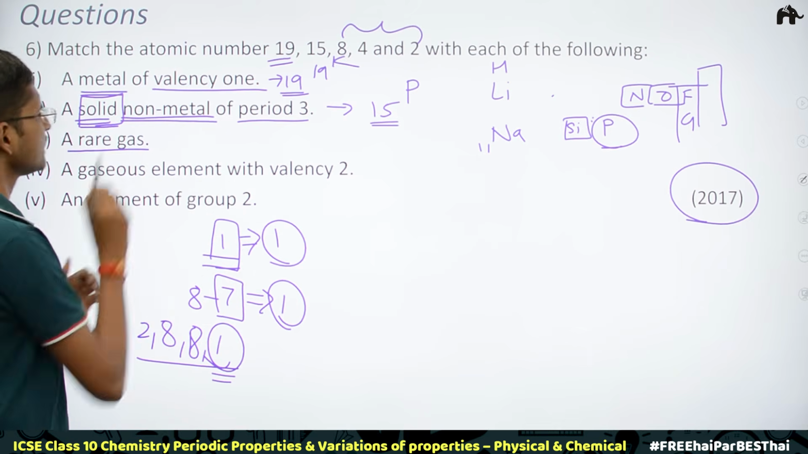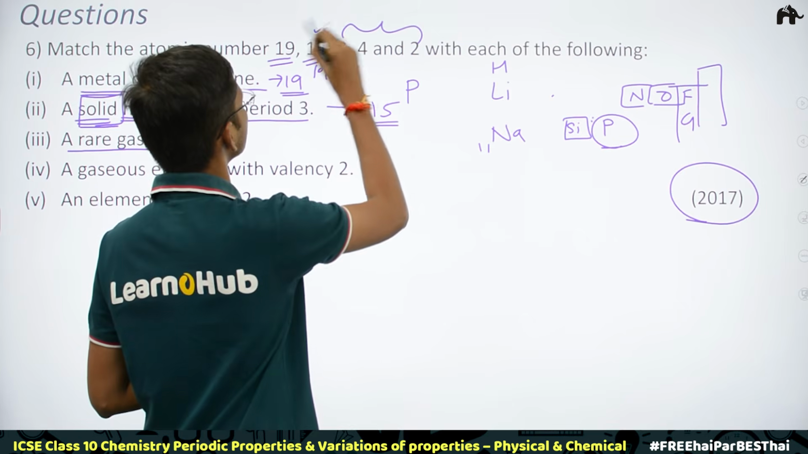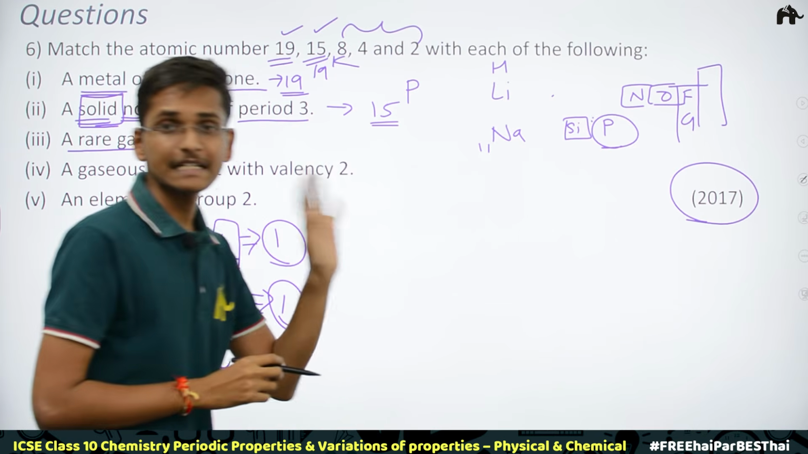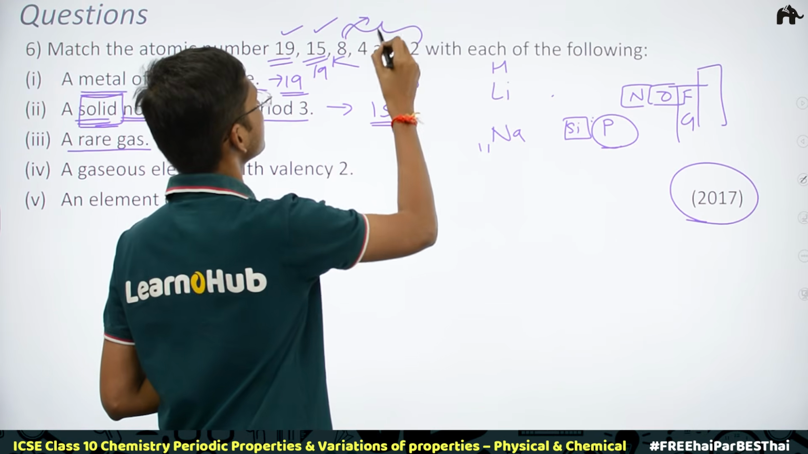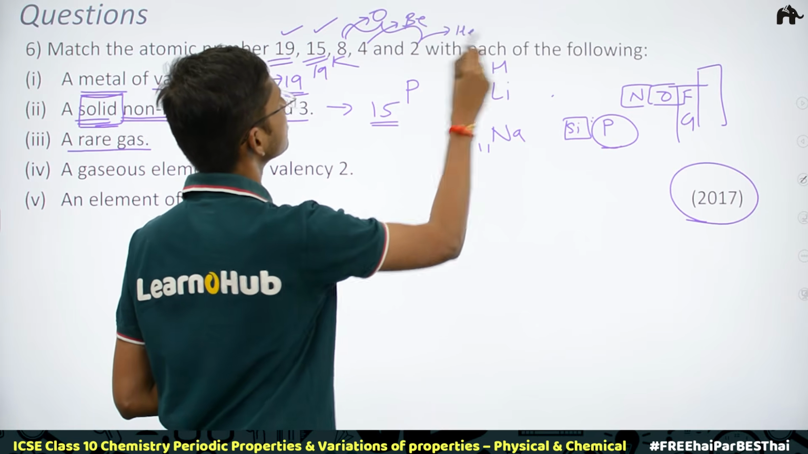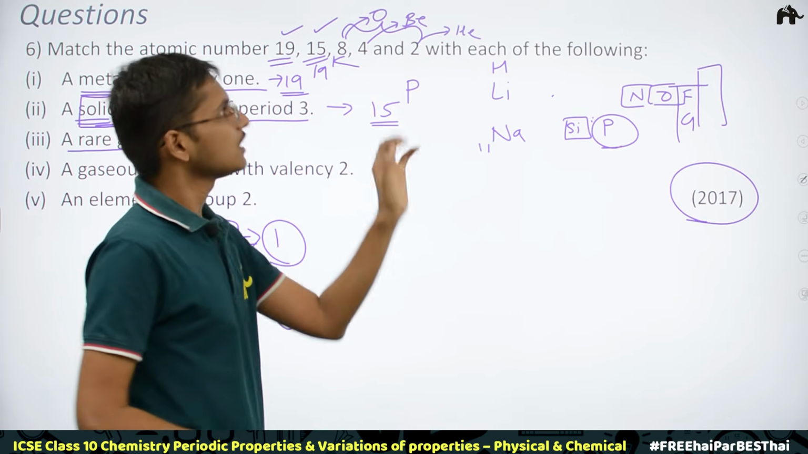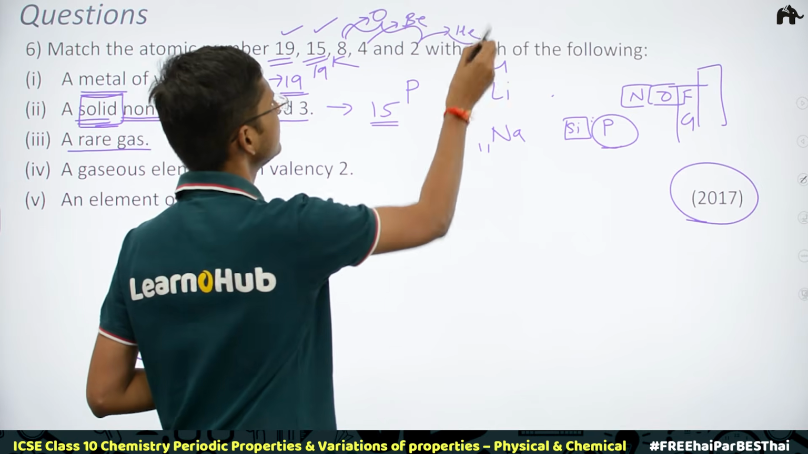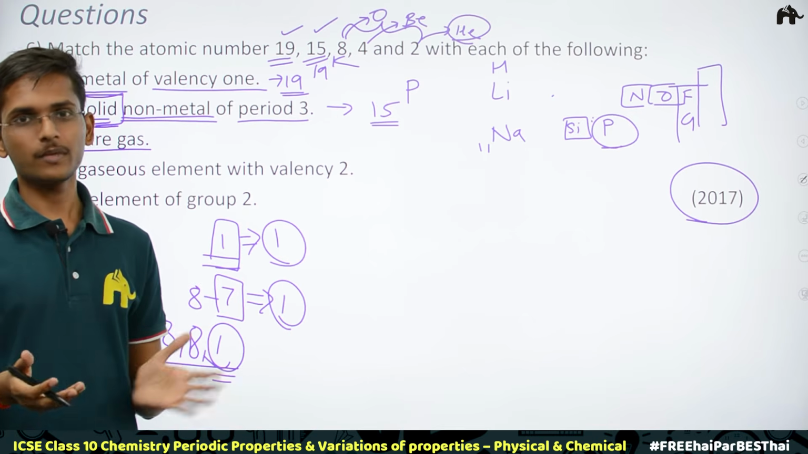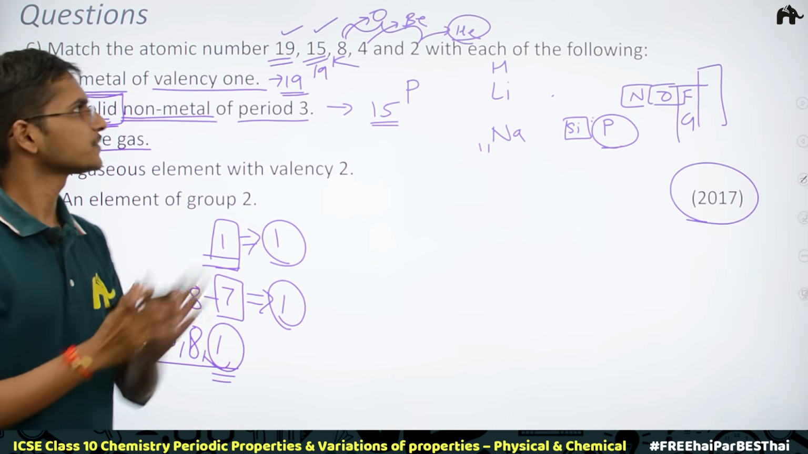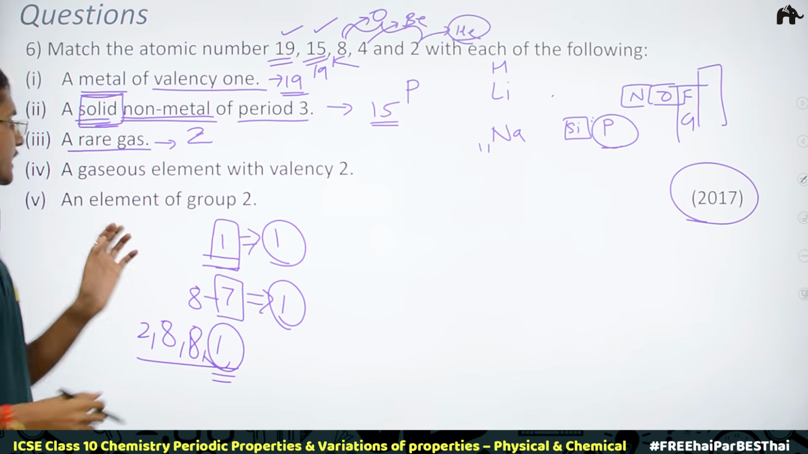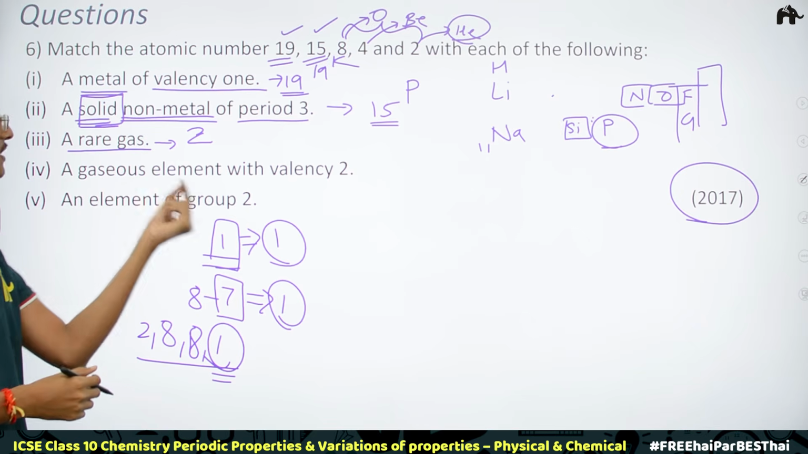Then a rare gas. Now it's very simple. We have gone through these 2, and the atomic numbers are done. Now the last remaining are 8, 4 and 2. For a rare gas, we know atomic number 8 is oxygen, 4 is beryllium and 2 is helium. Out of this, oxygen and helium are gases, and you would have guessed helium is a rare gas. Oxygen is absolutely not a rare gas. We breathe in this gas so much and it is very abundant. So helium is our answer. Helium is a rare gas, atomic number 2.